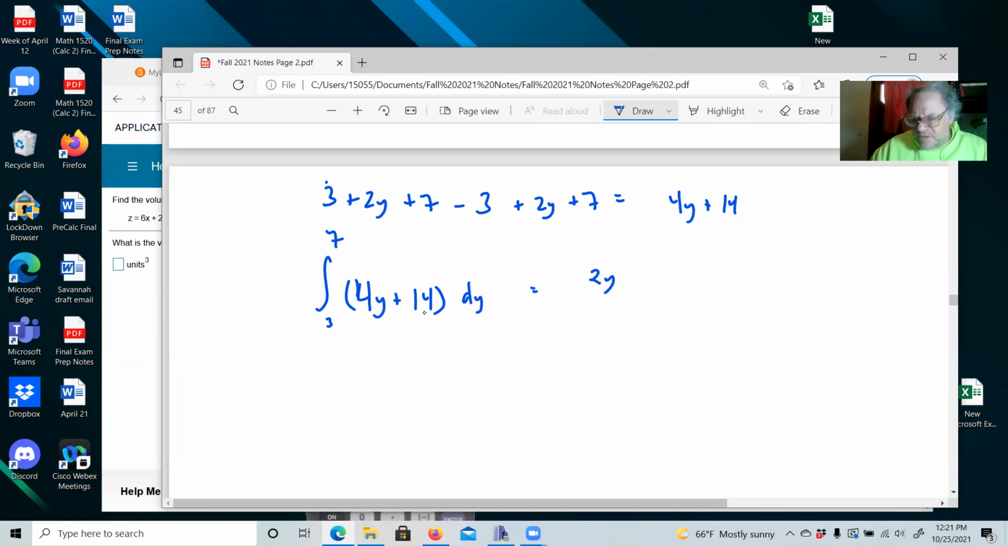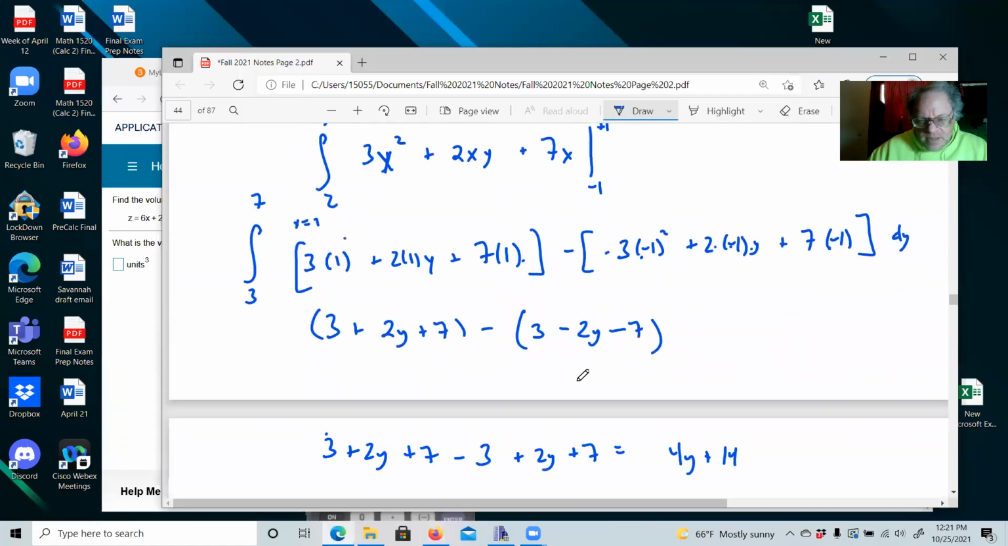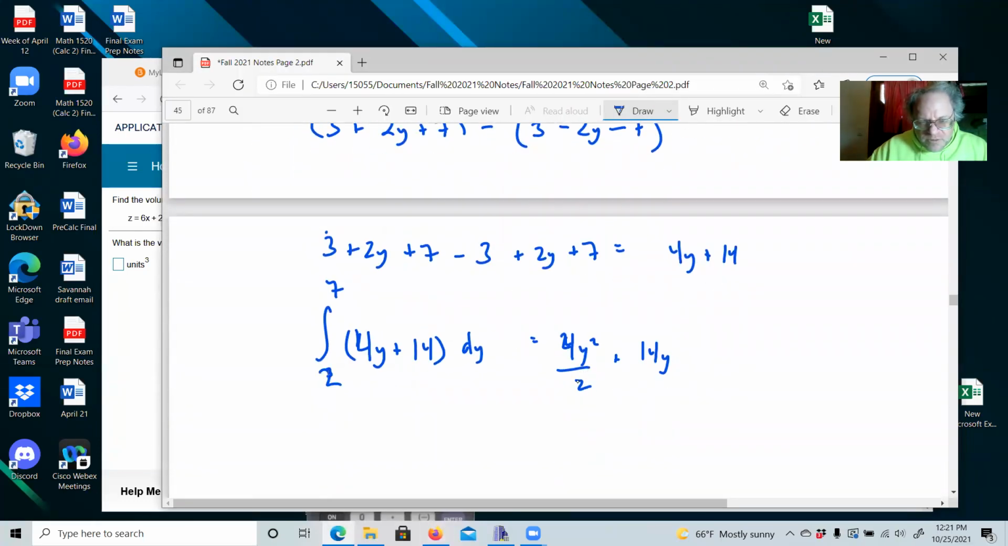So this is going to be 4y squared over 2 plus 14y. Okay. So we're not going from 3 to 7. We're going from 2 to 3. What am I doing? We're going from 2 to 3. Okay, so this is 2y squared plus 14y from 2 to 3.